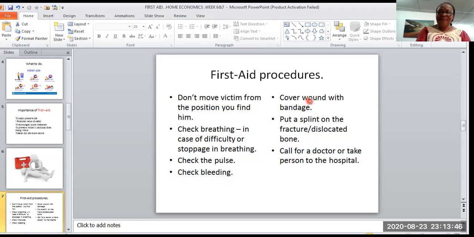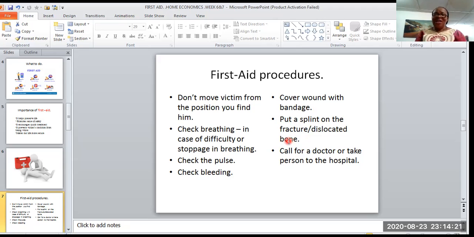Yes. If there is a wound, cover the wound with bandage. Wounds usually come with cuts. So if there's a wound there, cover the wound with a neat, clean bandage. Clean the wound and then bandage it. Where there is a fracture, put a splint on the fracture or dislocated bone.